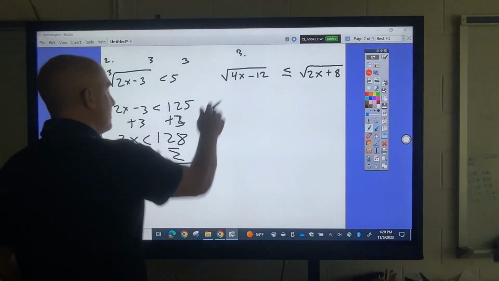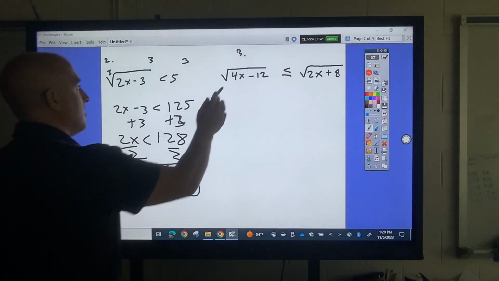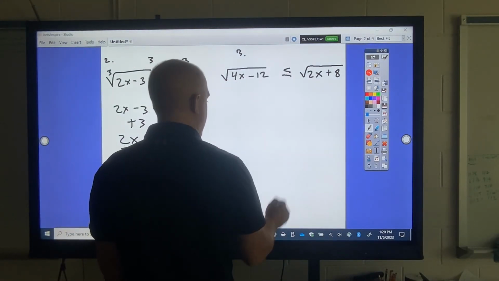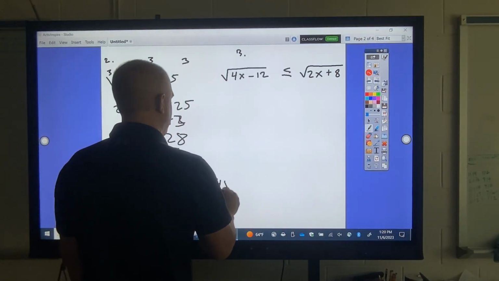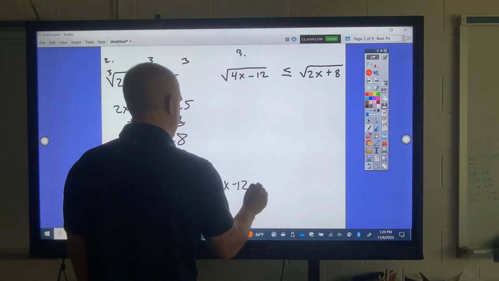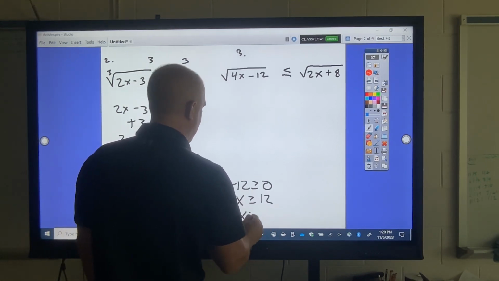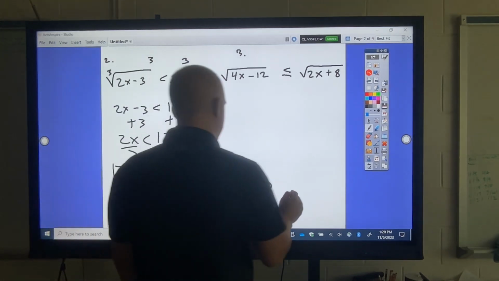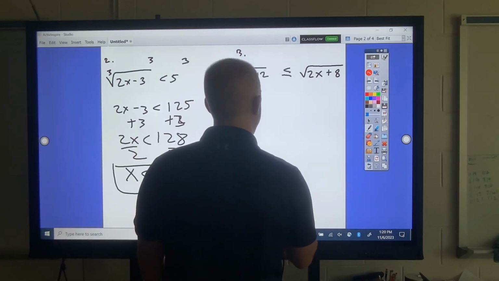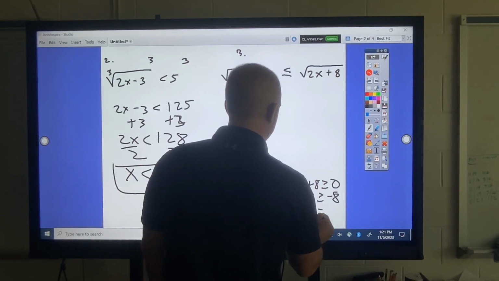Now for these, I'm going to have to find the domain restrictions of everything. I have a domain restriction there of 4x minus 12 greater than or equal to 0. So that's going to be 4x is greater than or equal to 12, so x has got to be greater than or equal to 3. For this one, 2x plus 8 has got to be greater than or equal to 0. That's going to be 2x is greater than or equal to -8, so x is greater than or equal to -4.